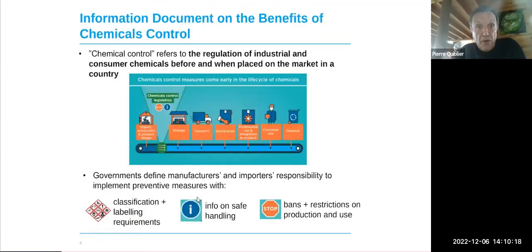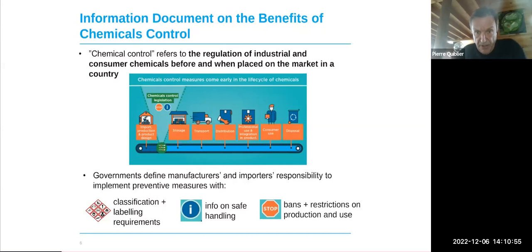The information document on the benefits of chemicals control first defines chemicals controls, which refers to the regulations of industrial and consumers' chemicals before and when placed on the market in the country. So here we want to have the maximum impact with the minimal cost. So it's to define the strategic point where you would have the most beneficial effect of the measures. And this is really before or when placed on the market in the country. That's what we refer to as chemicals control.